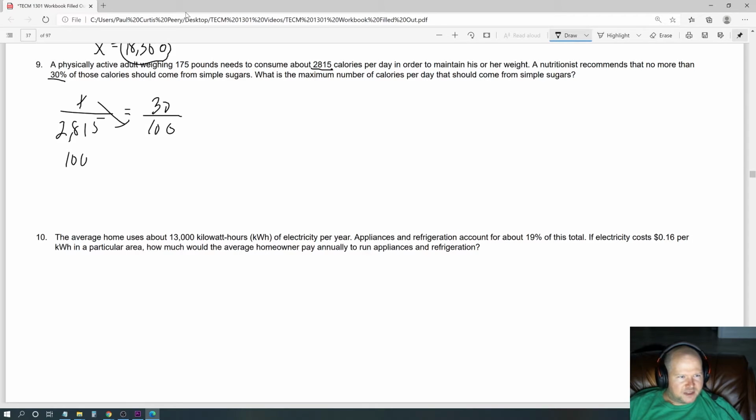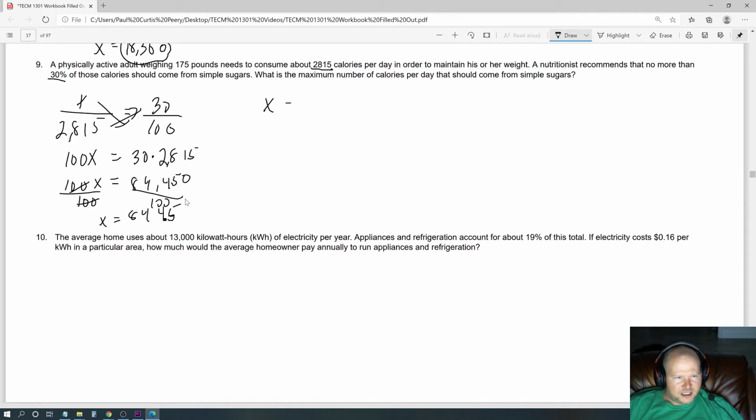So we cross multiply, giving us 100x, and then we say 2,815 times 30, which gives me 100x is equal to 84,450. Then we divide both sides by 100. And that gives me x is equal to 8,445. But since we're dividing by 100, the point goes right there.